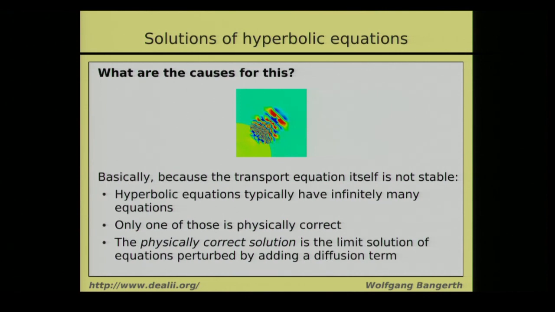For these hyperbolic equations of first order, it actually turns out that the equation that we have come up with that describes this transport process has infinitely many solutions, only one of which is physically correct. And we can try to think about whether we can come up with a criterion that only one of these many solutions actually satisfies, that picks out of these infinitely many solutions exactly the single one that is physically correct.